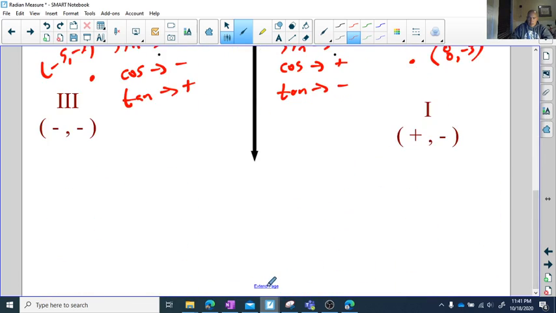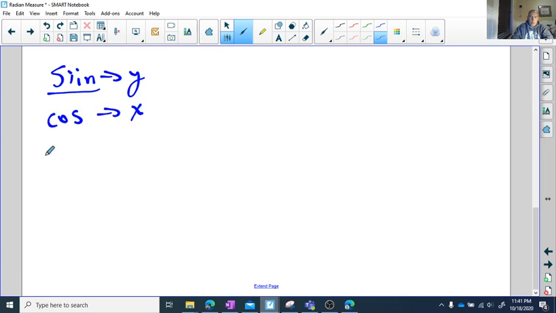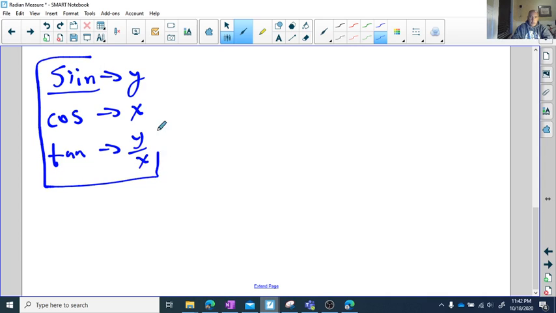All right, so that leads to a little memory device that some students like to use. I'm going to show you two. This is what I like. Sine, which I've already shown you, goes with y. Cosine is the x coordinate, and tangent is the y over the x. That is how I like to remember where trig ratios are positive and where they're negative.